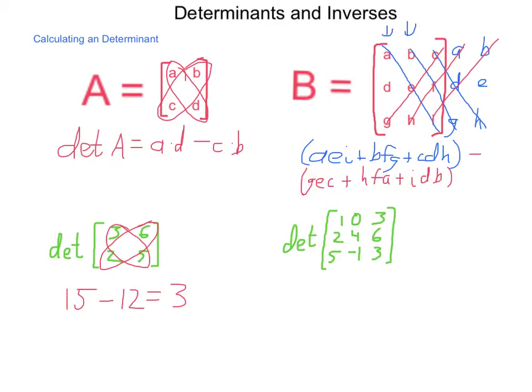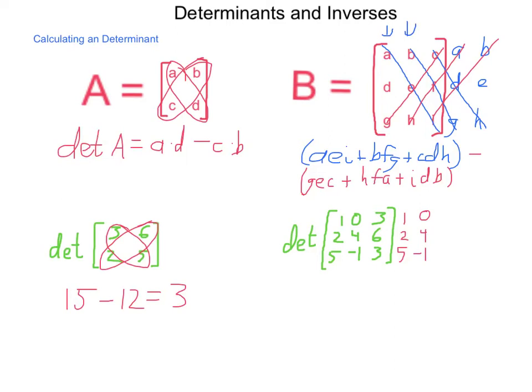So, looking at seeing what this would look like on the next one down, we're trying to find the determinant of the matrix 1, 0, 3, 2, 4, 6, 5, negative 1, 3. So I'm going to take those first 2 rows and augment them on: 1, 2, and 5, 0, 4, and negative 1. First, I'm going to find the products of my top-down diagonals.